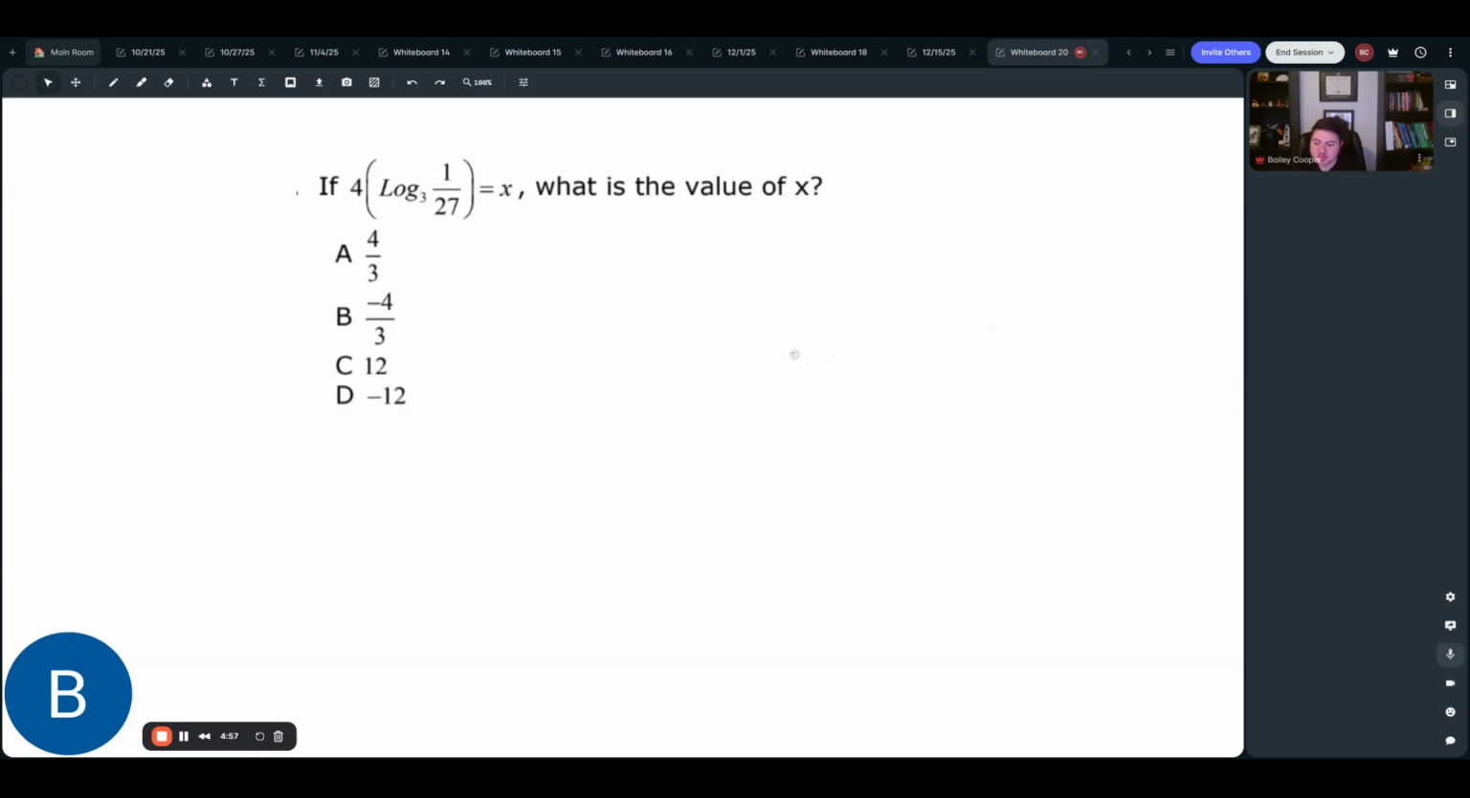Hi, I'm Bailey with MyMathExperts, and today I'm going to teach you how to solve the following equation: 4 times log base 3 of 1/27th equals x.